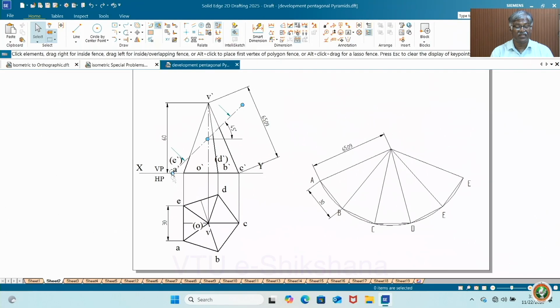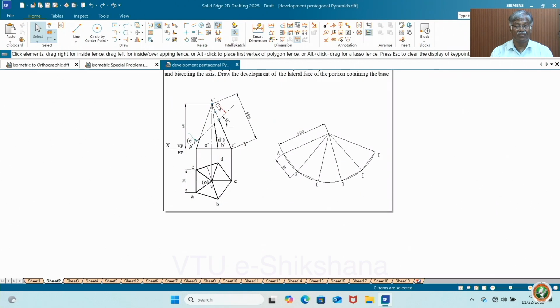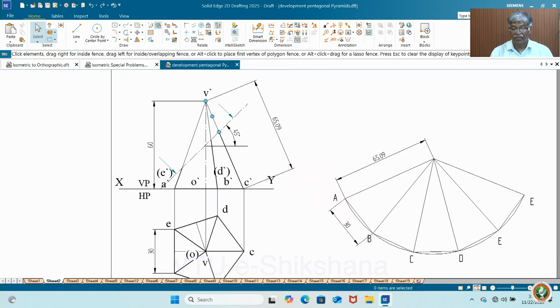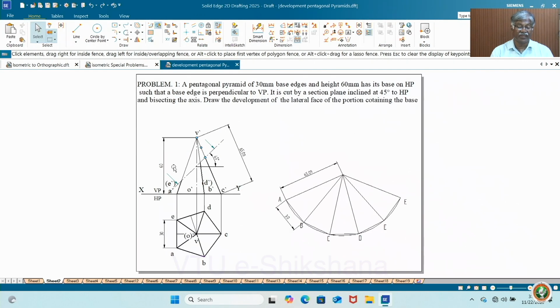See, here it is 60, and if you measure this, definitely you will get 30. Because the computer will give the midpoint, you can automatically go for that particular point. You will not measure, directly you can do. If you want, you can measure also. Now the development of the lateral faces, the portion containing the base. Sometimes they may ask you for the portion containing the apex also. That type of problem I will also do in future.